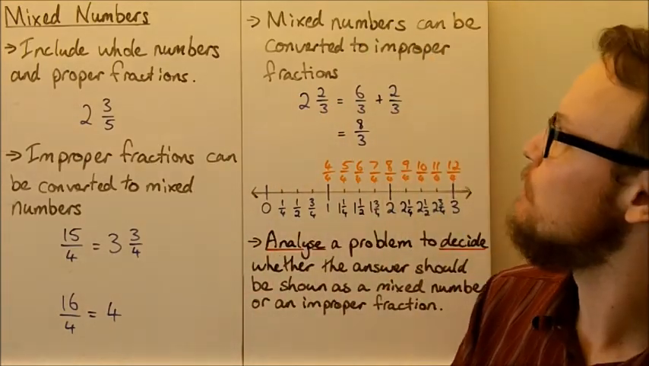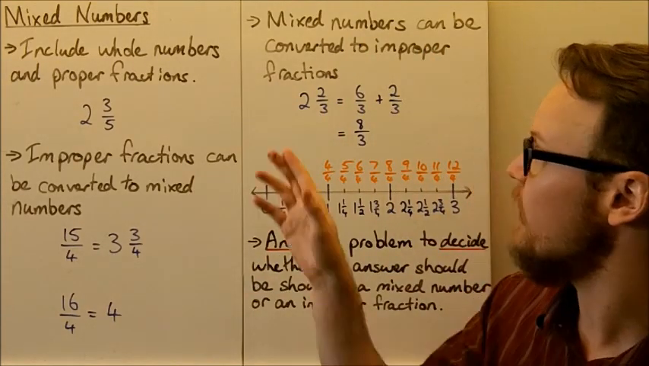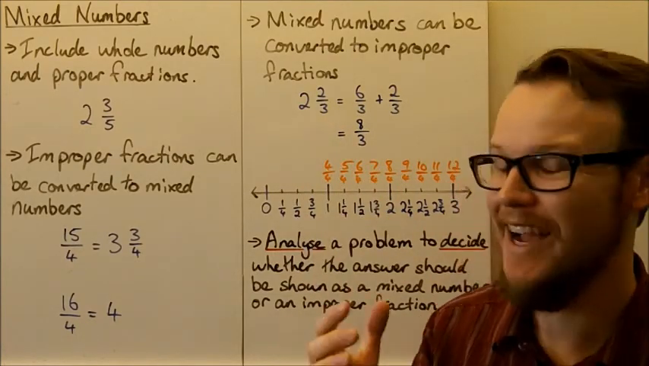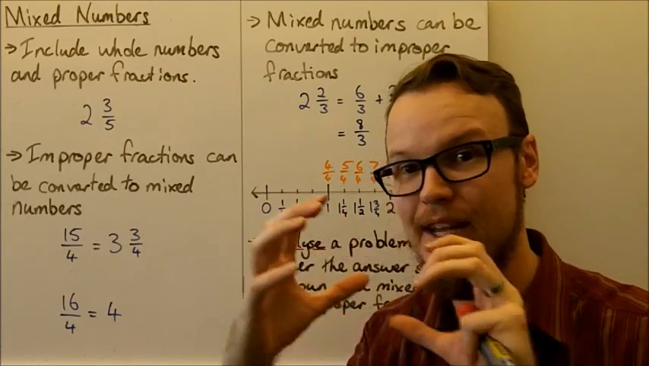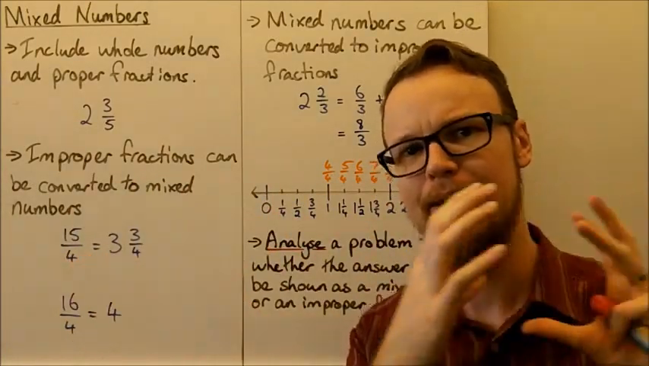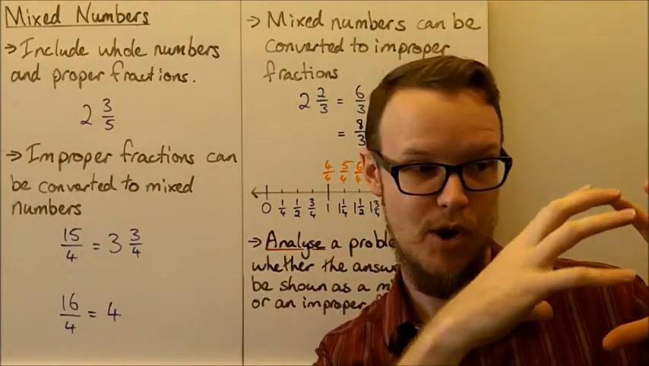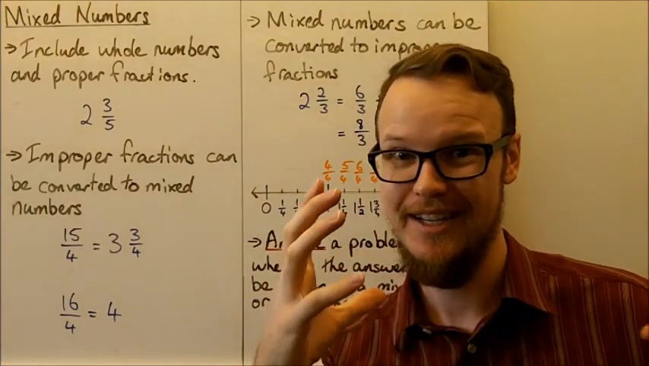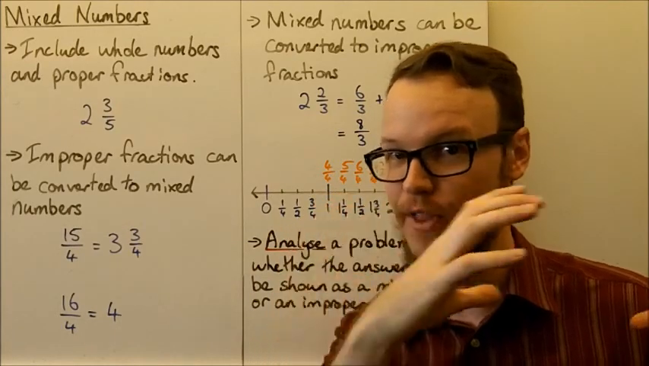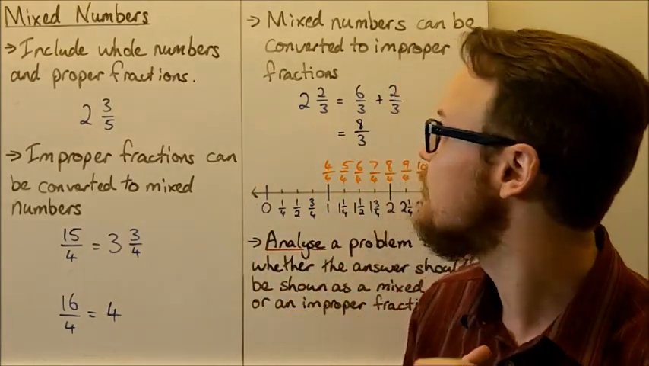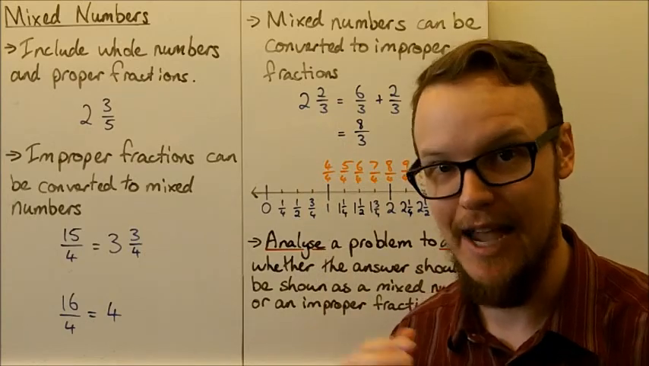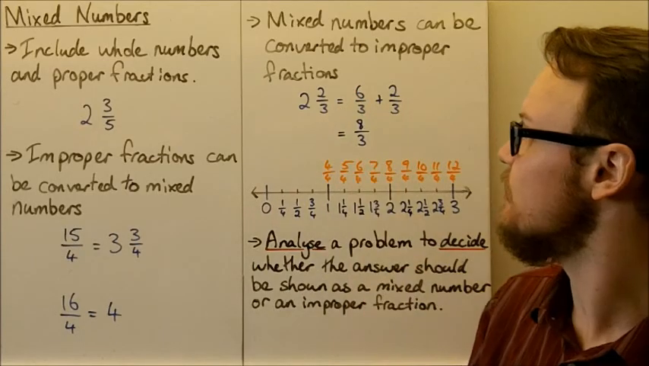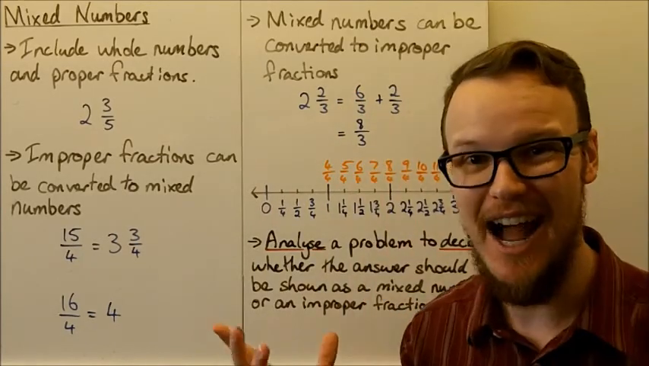We can also convert mixed numbers to improper fractions. Okay, so if I've got 2 2/3, I've got 2 whole amounts and an extra 2/3 left over. How many thirds do I have in each of these wholes? I've got 3/3, another 3/3, so that's 6/3 in the whole amounts. 6/3 for those big whole amounts, and I've got 2/3 extra.